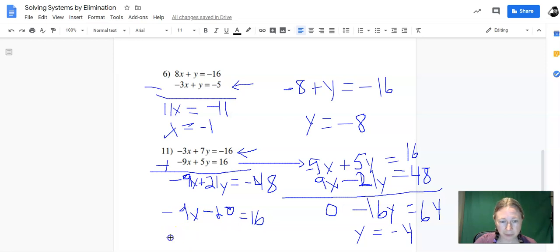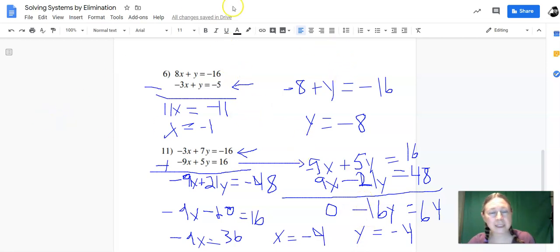I'll add 20 to both sides, so -9x equals 36. And 36 divided by -9 is -4. So x, as it turns out, is also -4. So the only xy pair that works in both situations is -4, -4.